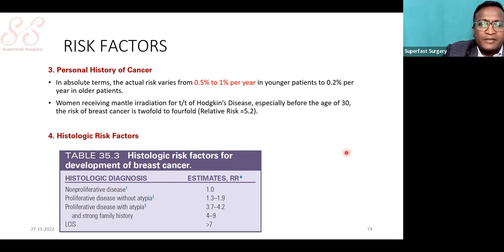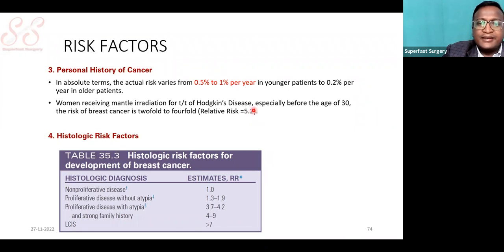Histological risk factor: whenever there is ADH in the biopsy report, we should take it with concern, because the relative risk increases more than 4 times. Okay. And LCIS, that is lobular carcinoma in situ, is a risk factor rather than an in situ cancer, and that is why AJCC has removed LCIS from the TNM staging, and it is no more a Tis in breast cancer staging now. It is just a risk factor for breast cancer.